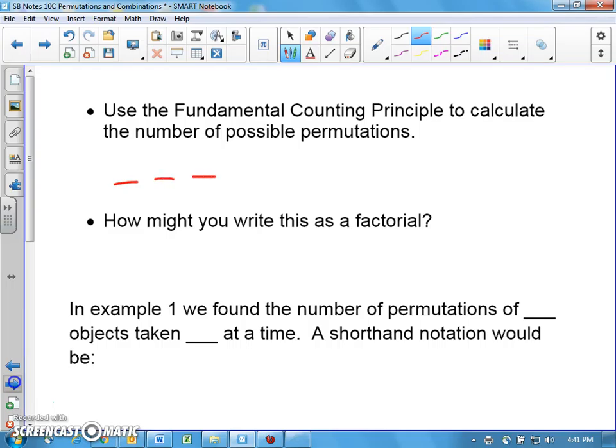If we think about having 3 letters, there are 3 ways that I could choose the first letter. That leaves 2 ways to choose the second letter, and then 1 way to choose the final letter. 3 times 2 times 1 gives us 6. If you think of this in terms of a factorial, 3 times 2 times 1 would be 3 factorial. So in example 1, we found the number of permutations of 3 objects, the letters A, B, and C, and we took them 3 at a time. In other words, we wanted all of these. A shorthand notation for that looks like this, where we have a permutation of a certain number of objects taken a certain number at a time.